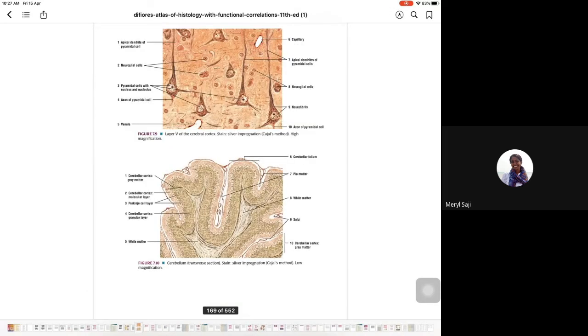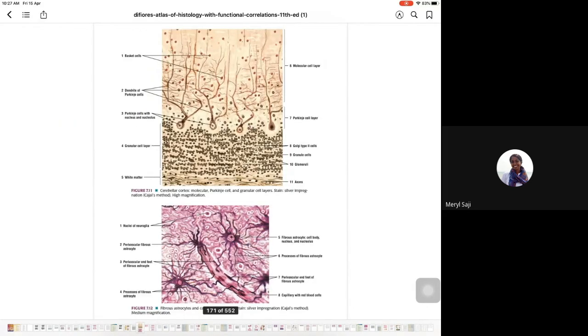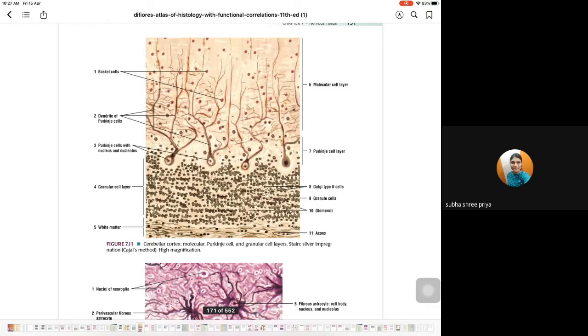Coming to cerebellum, there is one more layer here. It's gray matter and white matter. This is the granular layer and molecular layer, and in between the granular layer and molecular layer we see the Purkinje cells, and these Purkinje cells will look exactly like motor neuronal cells. I think the next picture will show you this one. This is the molecular cell layer. Then the Purkinje, then the granular cell layer.